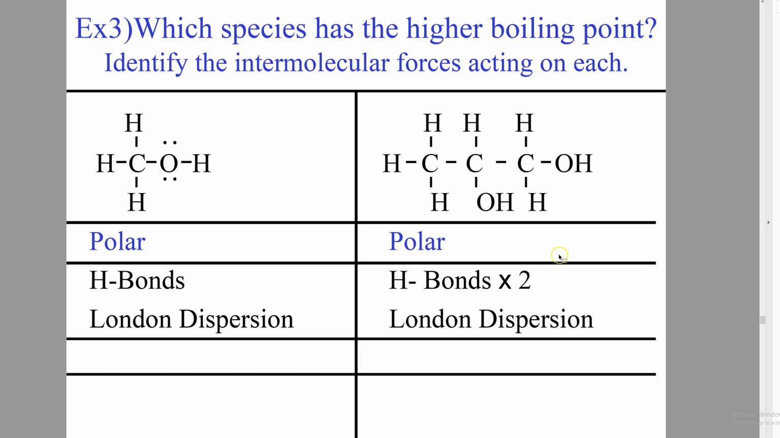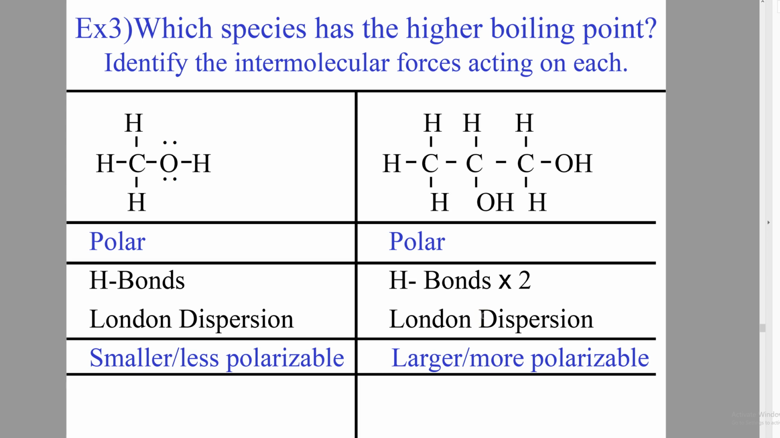Because we have that OH, these two are going to be polar. The left one is a smaller molecule and is less polarizable, while the one on the right is larger and more polarizable. Because it's a larger molecule, its boiling point is going to be higher, at 188. So all things equal, if they're both the same polarity, the one with the larger molecule is going to have a higher boiling point.